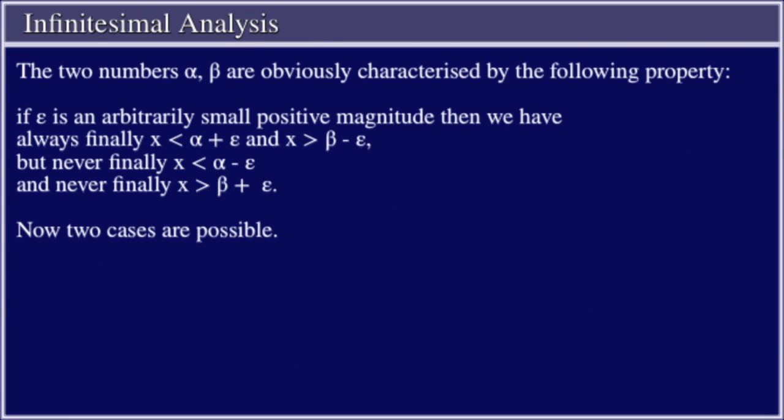The two numbers, alpha and beta, are obviously characterized by the following property. If epsilon is an arbitrarily small positive magnitude, then we have always finally x less than alpha plus epsilon, and x greater than beta minus epsilon, but never finally x less than alpha minus epsilon, and never finally x greater than beta plus epsilon. Now, two cases are possible.